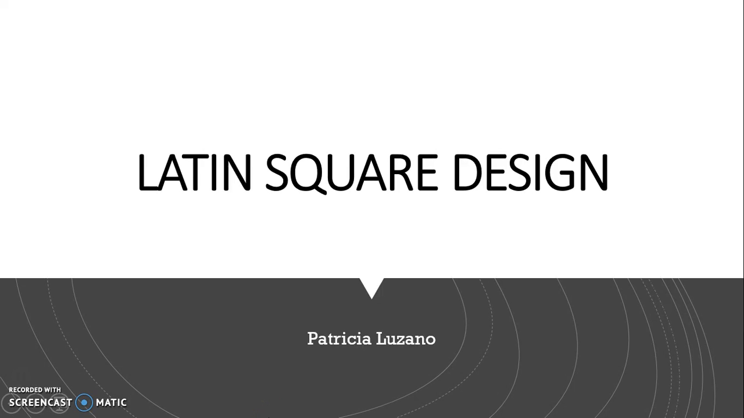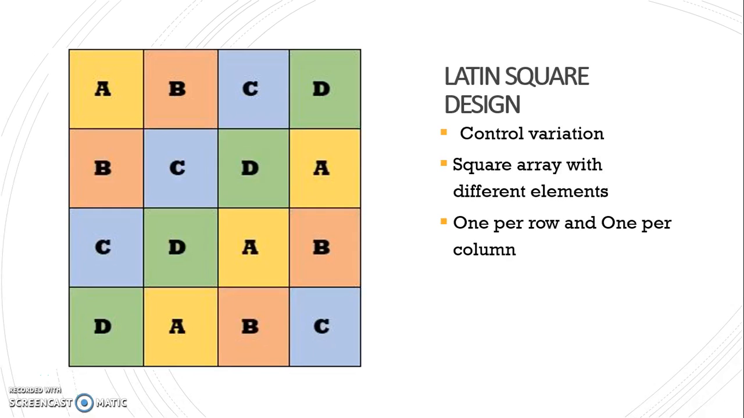Hello everyone, in this video I will be talking about Latin square design and its application in the field of engineering. Latin square design, or LSD, is used to control the variation that is related to rows and columns in the field of experiment. It is a square array filled with different elements, and each element appears exactly once in each row and each column.